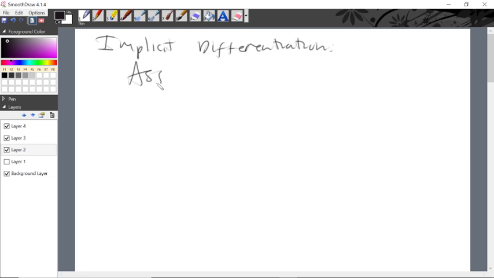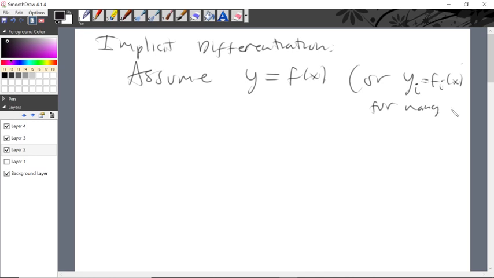Okay, so what we do is, in an equation, we assume that y is a function of x, or that y_i is equal to f_i(x), for many i. So in other words, we have many functions of x that we could get. In other words, y is dependent on x is what we're saying. And we might have more than one y value for a given x value, in which case we would need multiple functions. And we're going to assume that.